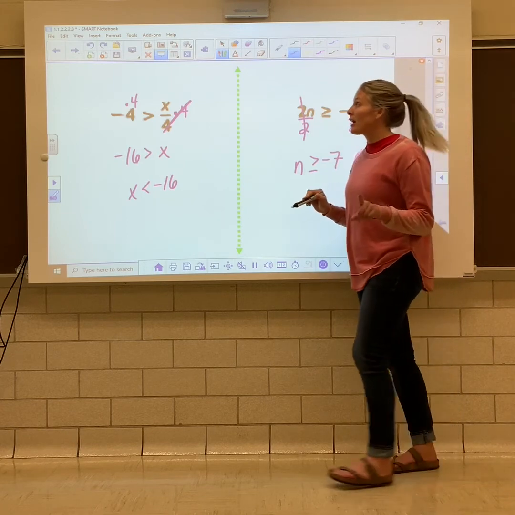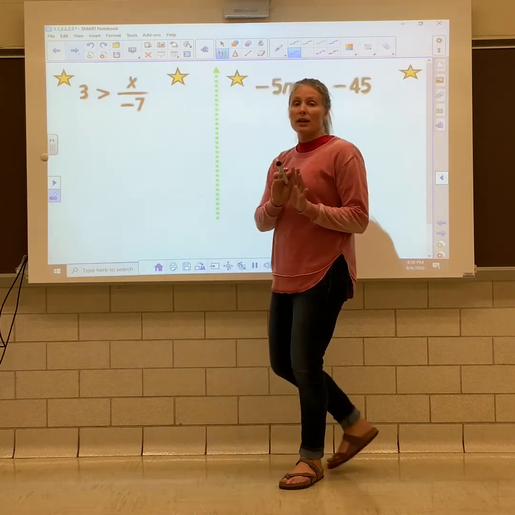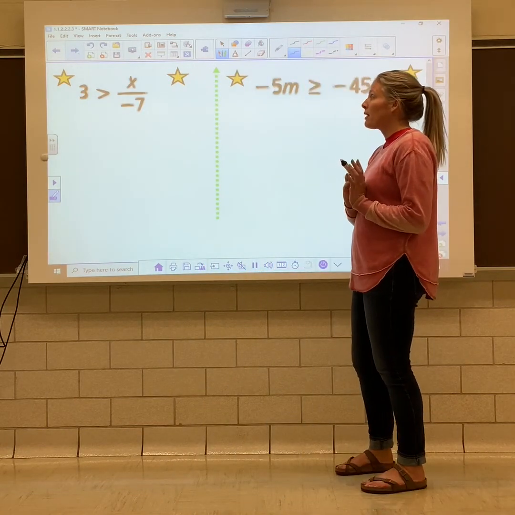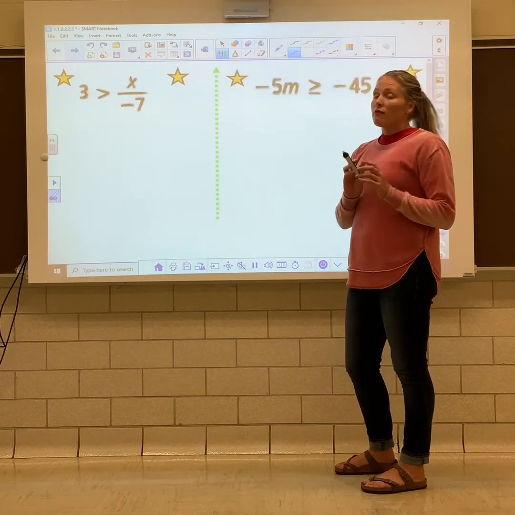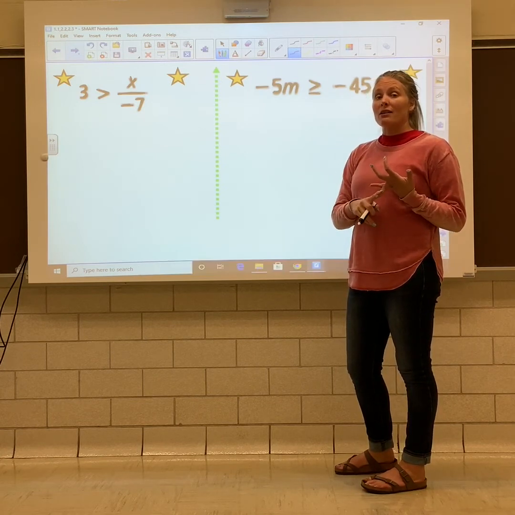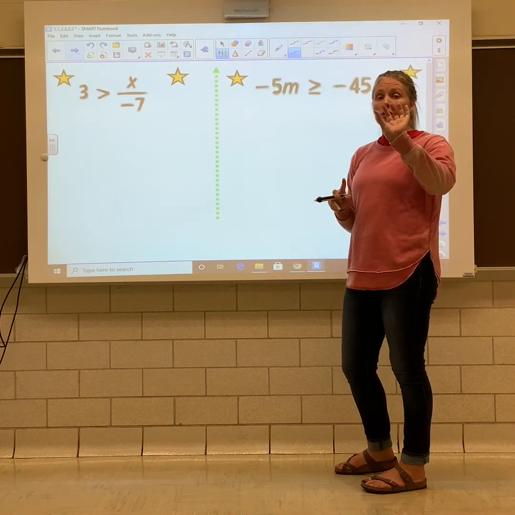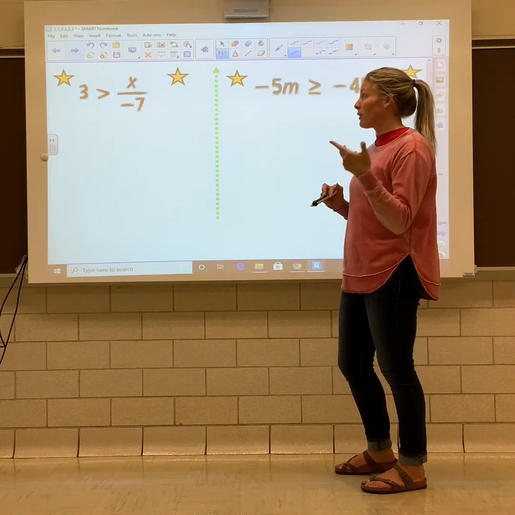All right, we have one last concept that we need to go over, and this is a big concept, a big idea that trips students up. When we are involving negatives, when we multiply or divide by a negative, there is a special rule. And that special rule is that the inequality turns around or it flips.